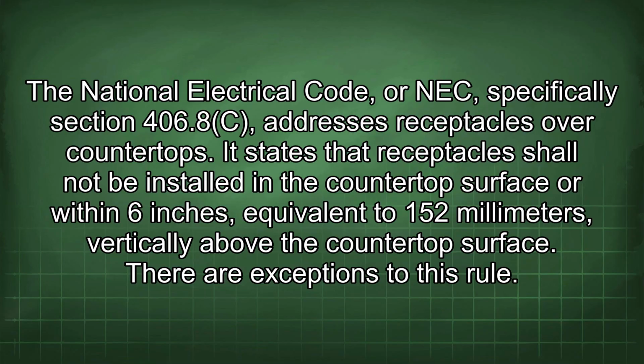The National Electrical Code, or NEC, specifically Section 406.8(C), addresses receptacles over countertops. It states that receptacles shall not be installed in the countertop surface or within 6 inches, equivalent to 152 mm, vertically above the countertop surface. There are exceptions to this rule.